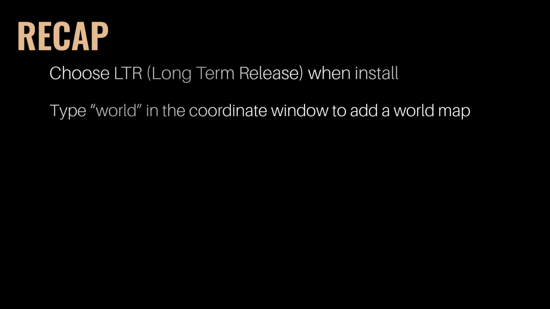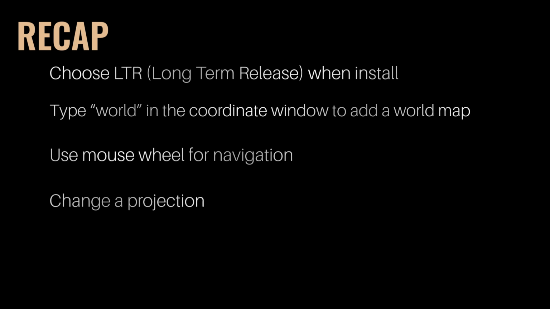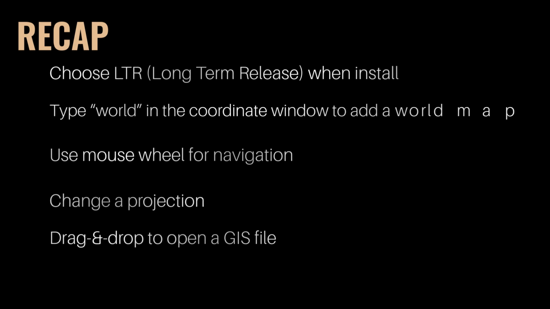So to recap, we covered: choose the LTR long-term release version when installing QGIS. Type world in the coordinate window to add a world map. Use the mouse wheel for navigation. Change the projection if needed. Drag and drop to open a GIS file.